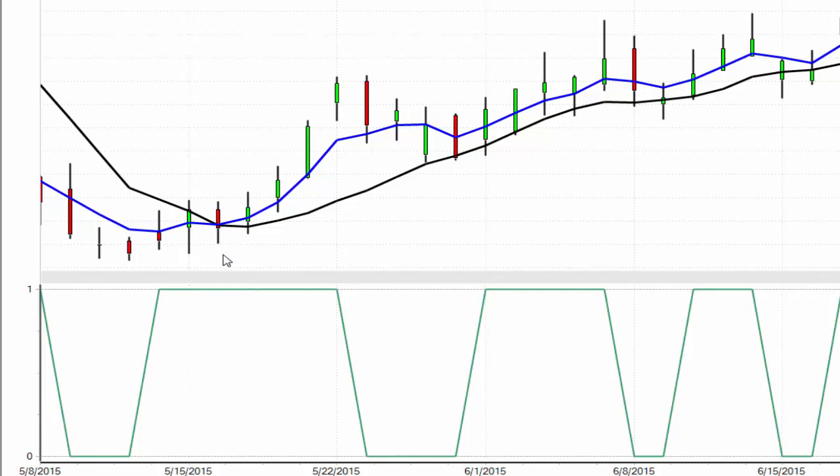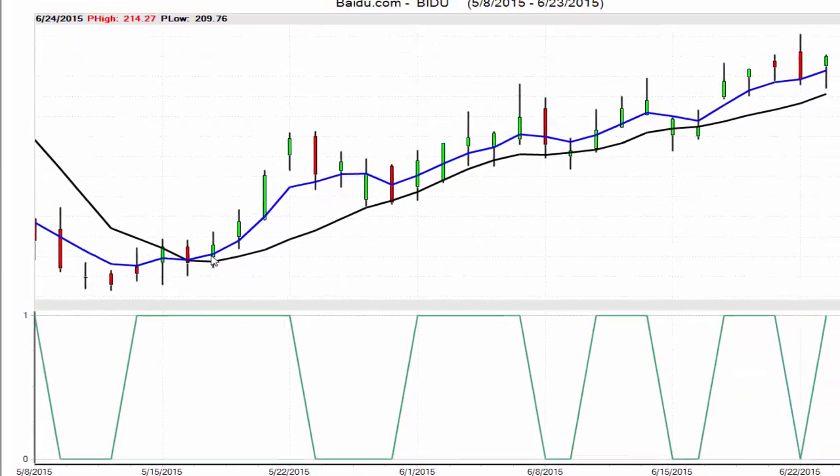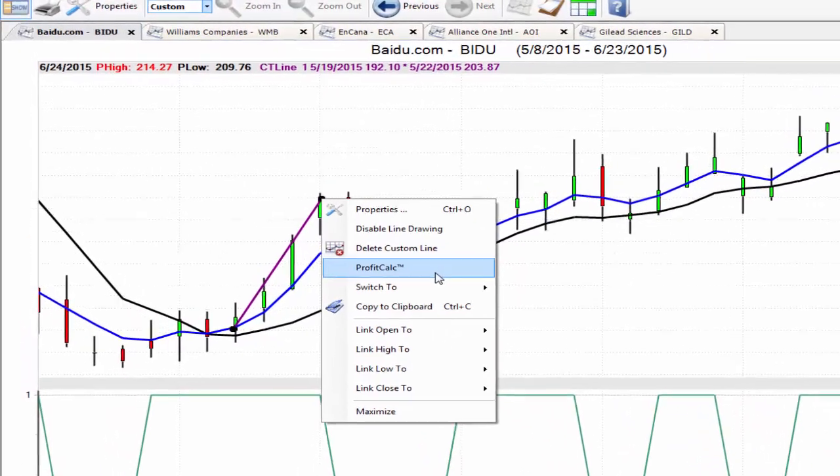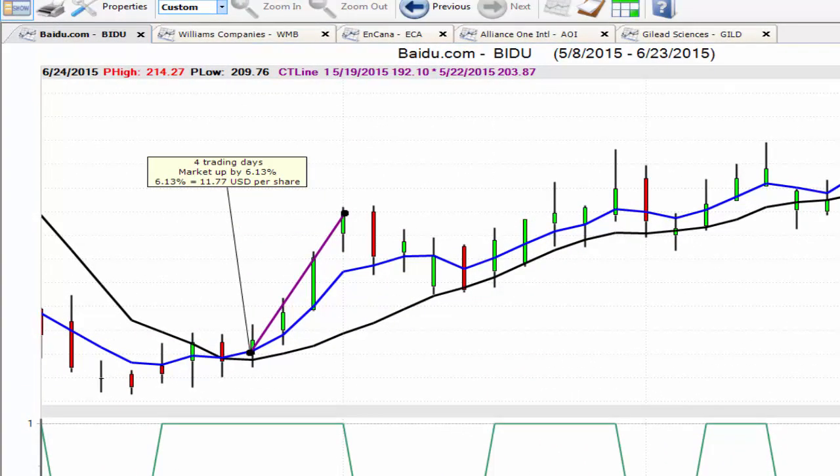The blue line crossed above, the neural index indicated that there was short-term strength, and boom, that trend changed direction the next day. Look at that. In the first 4 days of this trend, Baidu shot straight up. It went up 6%, $11.77 per share. And you spotted that trend reversal early in VantagePoint because you're using predictive indicators.